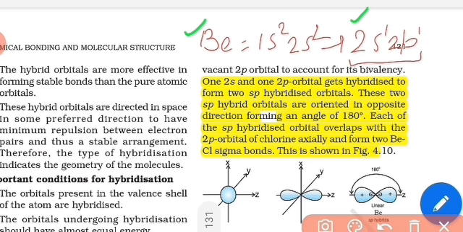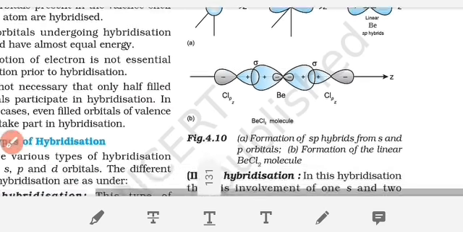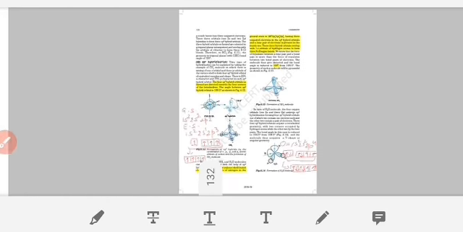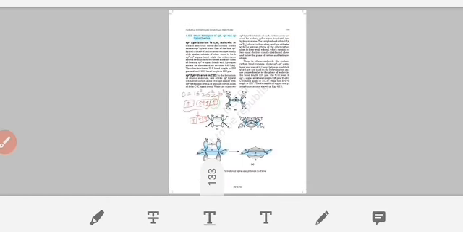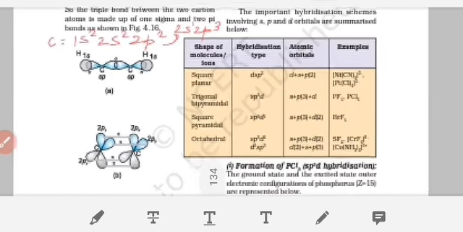After that, these 2 orbitals intermix with each other, undergo hybridization process and produce 2 hybrid orbitals of the same energy. Now these hybrid orbitals after that overlap with p orbitals of chlorine atoms and a linear structure or linear shape molecule is formed. Now let us discuss some other examples of sp2 hybridization.